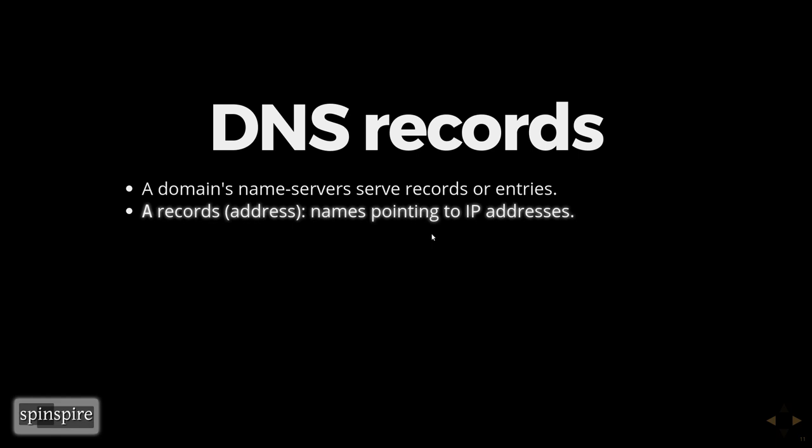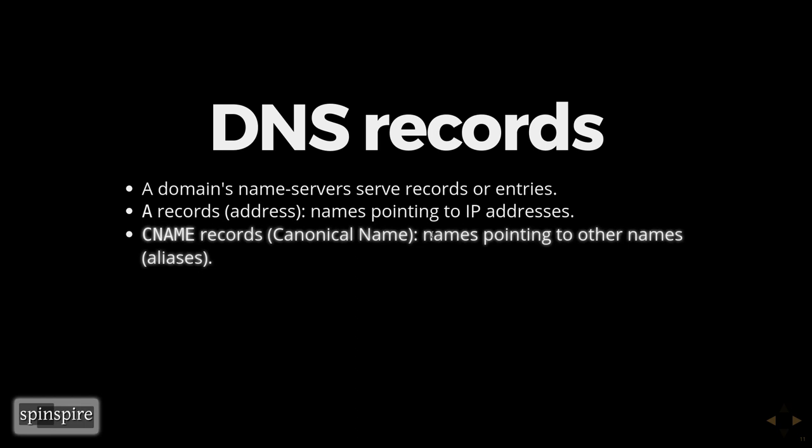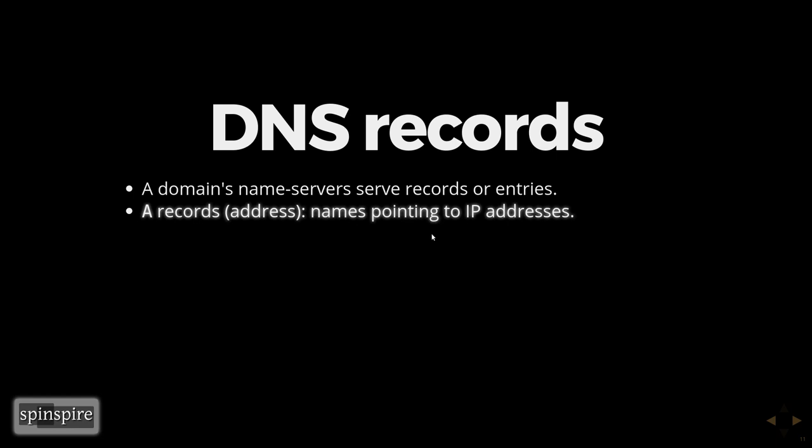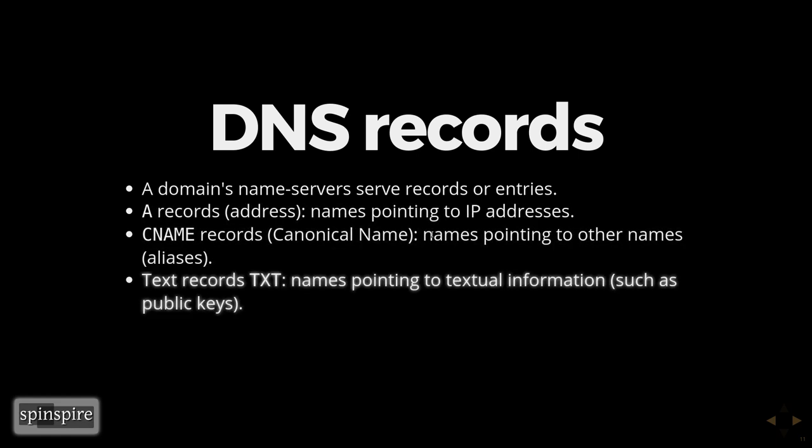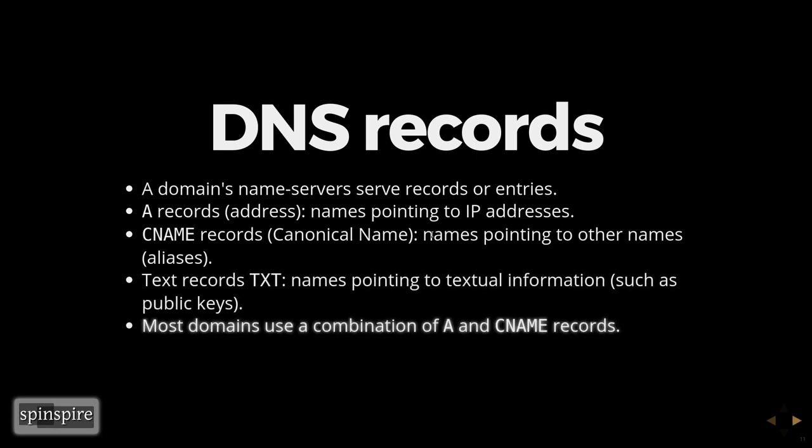A records translate names into IP addresses, the numbers, while CNAME records translate names into other names, which might in turn further point to other names. But eventually the chain has to end in an A record, because that's needed so that you can finally figure out what IP address this CNAME or a chain of CNAMEs points to, eventually pointing to an A record. An A record gives you an IP address. Then there are other types of special records like TXT records. These TXT records are basically key value pairs. Keys are the names, and then the values are some textual information, for example, the public key of a website. So most domains use a combination of A records and CNAME records.